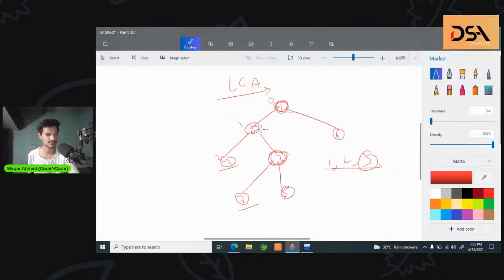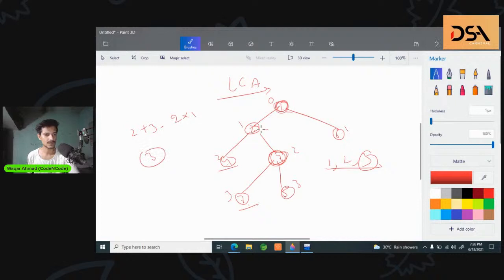This is at distance 1. This is at 2. This is at 2. This is at 3. 3 and 1. If you want to find out the distance between node 4 and node 7, what is this? This is 3, right? So what you can do, you can take the distance of node A, which is 2, plus node B, which is 3, minus 2 times the distance of their LCA. 2 times 1, right? So it would be 5 minus 2, 3.